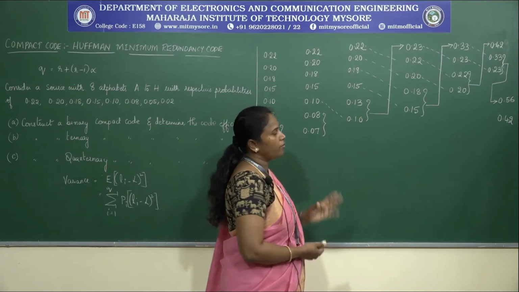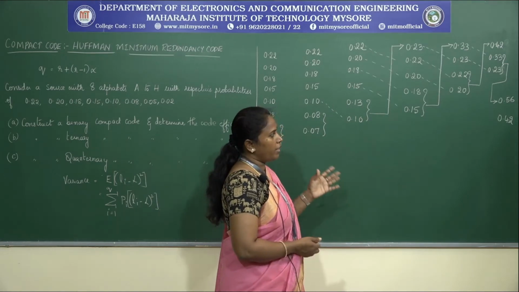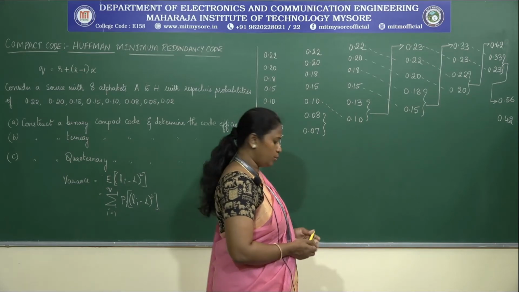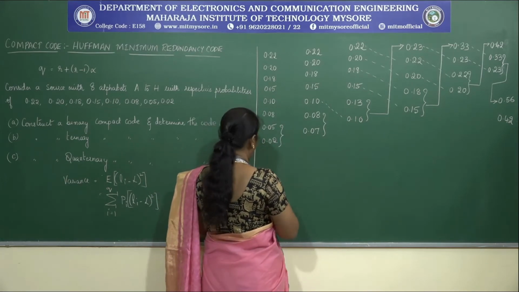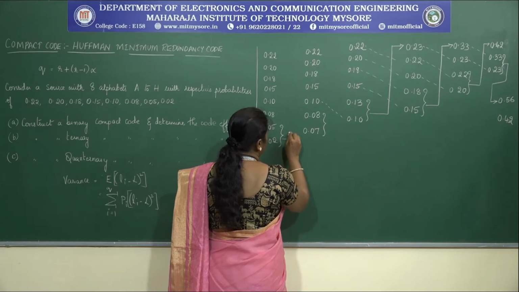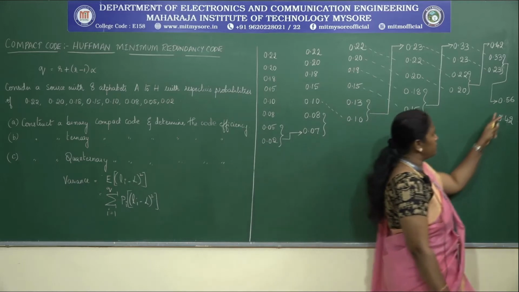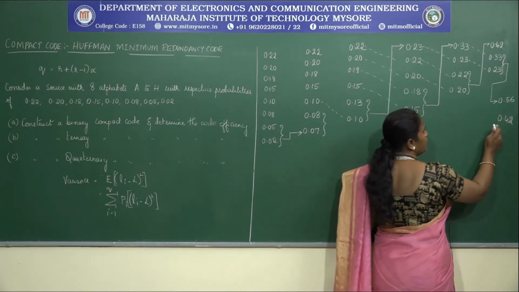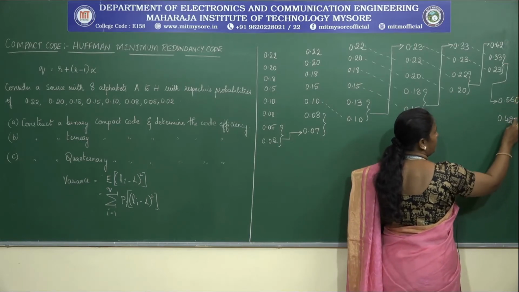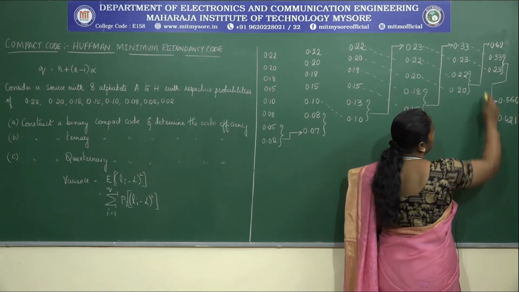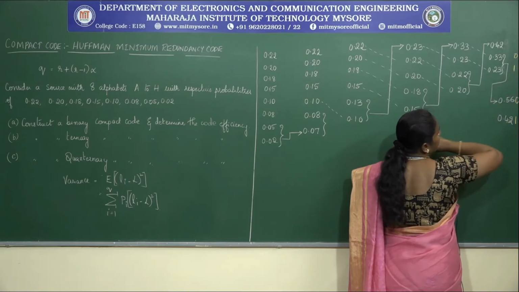So that means we have performed the summing, that is the first step we need to find. At the last we are left with only two probabilities. Now let us look into how we have framed the Huffman code. From the last, we have 0.56 and 0.42. Assign 0.56 the code alphabet 0 and 0.42 the code alphabet 1.